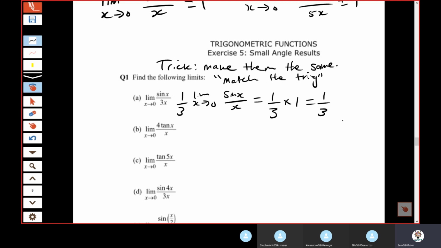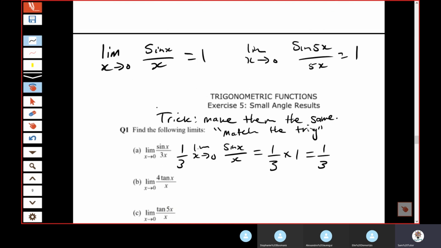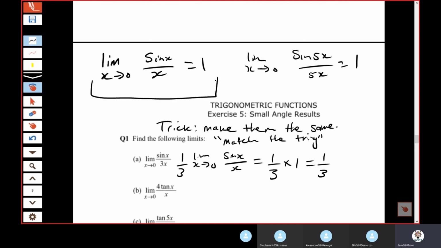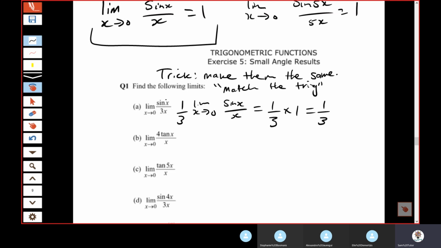We need to see the times 1. If you don't write times 1, you don't get the second mark. You only get 1 mark. Are we thinking why? Because we need to know that you actually used this formula. Any questions?